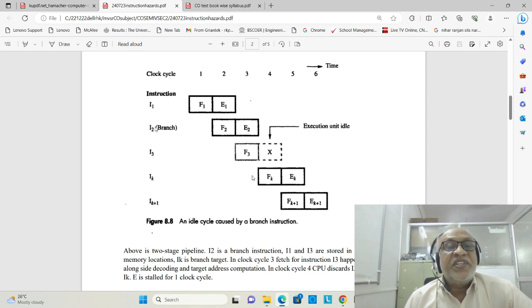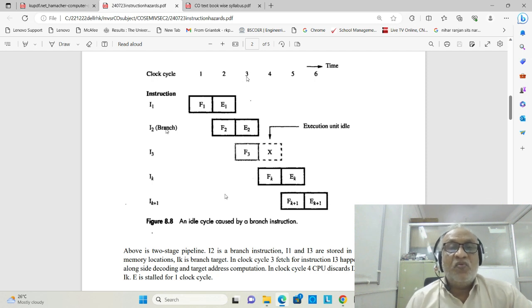Here, as we said earlier, I2 is a branch instruction. I1 till I3 are stored in successive memory locations. IK is the target instruction for the branch instruction. Let us focus on clock cycle 3.